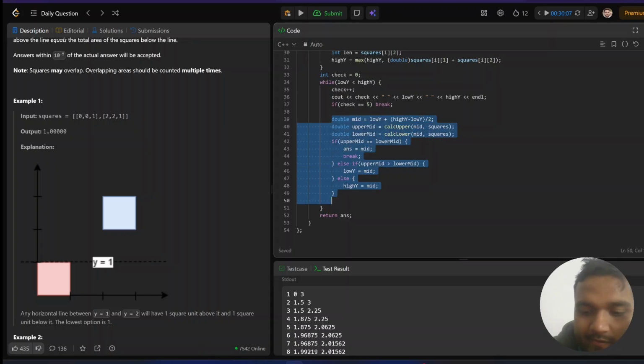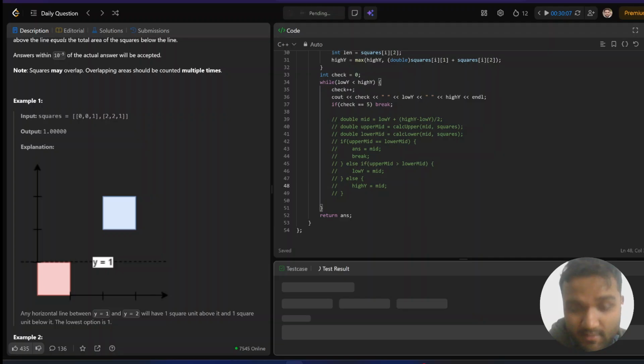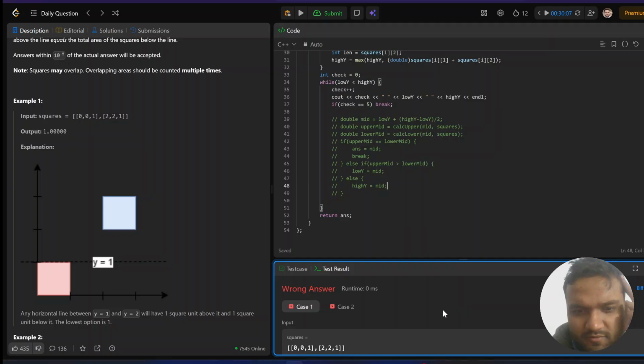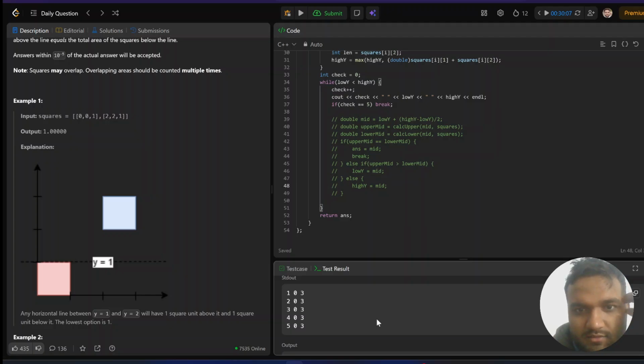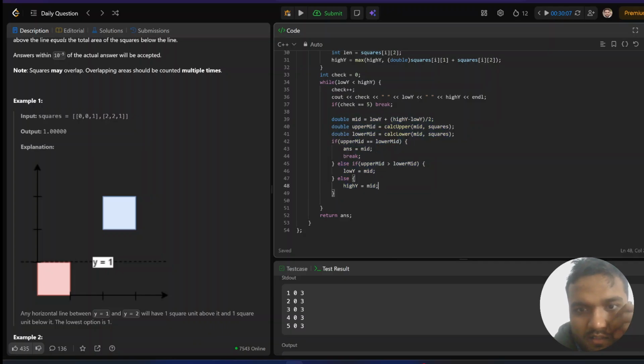Okay, I think we did some blunder and I'm not able to figure that out. When 0, 3, 5. These functions are doing some blunderish things.